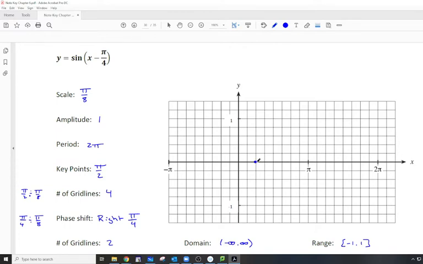Now, every 4 grid lines, I'm going to have a key point. So 1, 2, 3, 4, up to 1. 1, 2, 3, 4, down to 0. 1, 2, 3, 4, down to negative 1. And 1, 2, 3, 4, back up to 0. Check your period. It started 2 grid lines after 0. It ended 2 grid lines after 2 pi. The period is 2 pi. I'm good. So now I'm going to go again to the left. So 1, 2, 3, 4 grid lines down to negative 1. 1, 2, 3, 4 grid lines up to 0. And then I'm going to connect my dots.